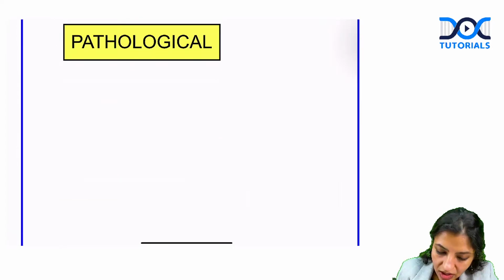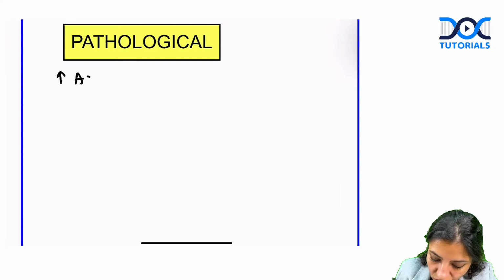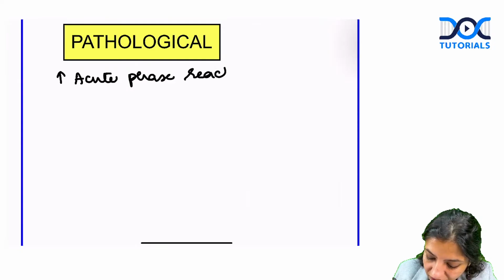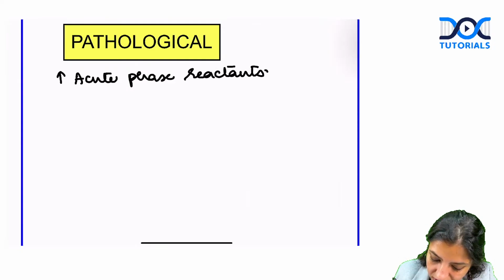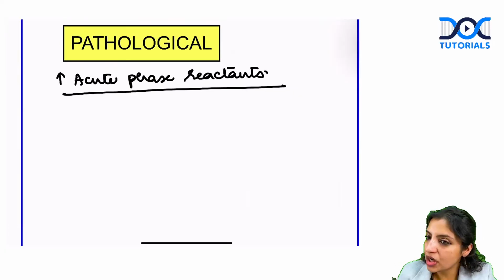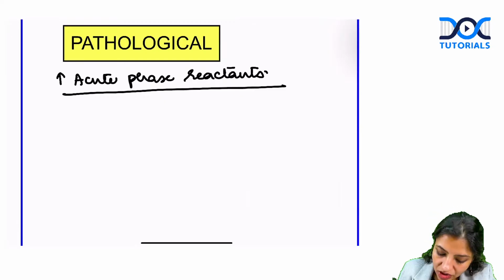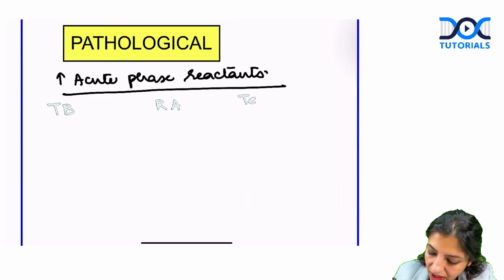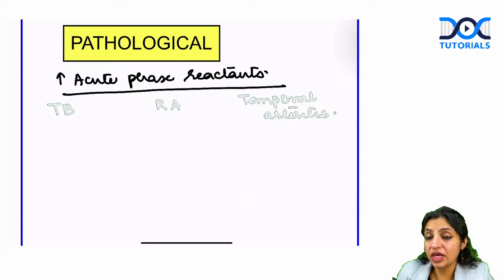First, whenever there are increased acute phase reactants, obviously what will happen? More globulins, the negative charge of the RBCs will be removed, and more rouleau and more falling down. Like tuberculosis, rheumatoid arthritis, temporal arthritis. These are 3 important conditions where your ESR is very, very useful in picking up the inflammatory nature.